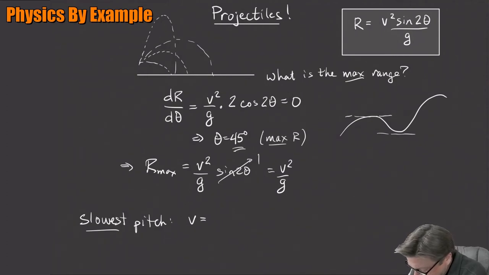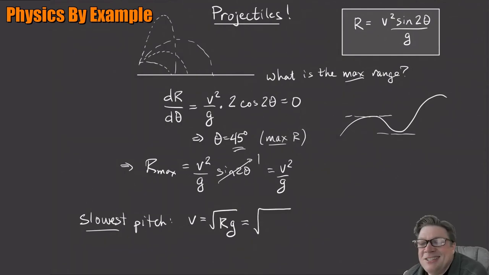And then solving for v, this is just going to be the square root of R g. What is the distance to home plate? I don't know, it's something like 60 feet, 6 inches. That's like 20 meters. Not quite, but it's like that. So this is like 20.